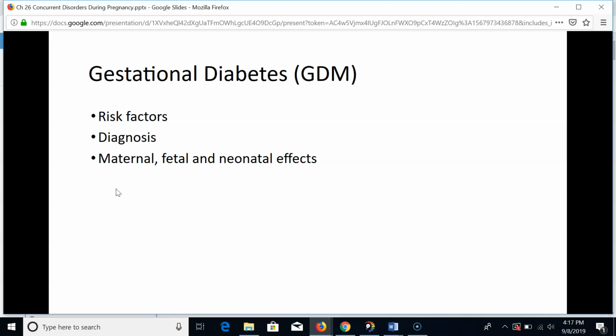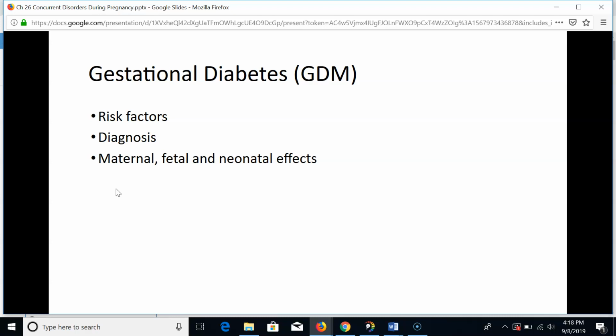All women should be screened between 24 and 28 weeks by doing a glucose challenge test known as GCT. The woman is given 50 grams of oral glucose solution. One hour later, they take a blood sample, and if it's over 140 milligrams per deciliter, a 3-hour oral glucose tolerance test is recommended.